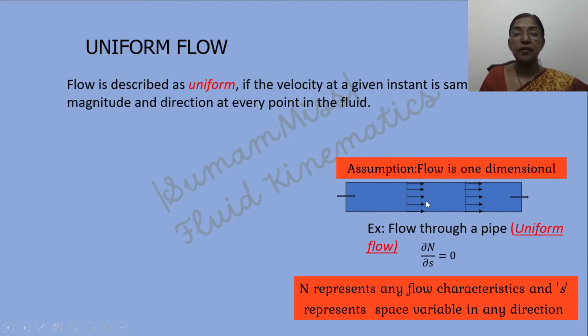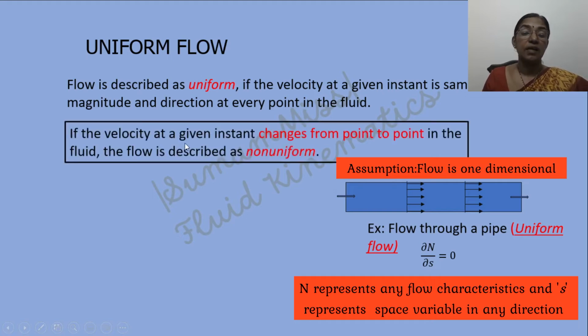So the pipe is running full. So the cross-sectional area of the pipe is the same throughout the length. So if you are considering different sections and measuring the velocity, it is the same throughout. So this is an example of uniform flow. However, consider the flow that is taking place through a tapered pipe. In the case of a tapered pipe, the cross-sectional area of the pipe is changing from section to section. So in that case, the velocity changes from section to section.